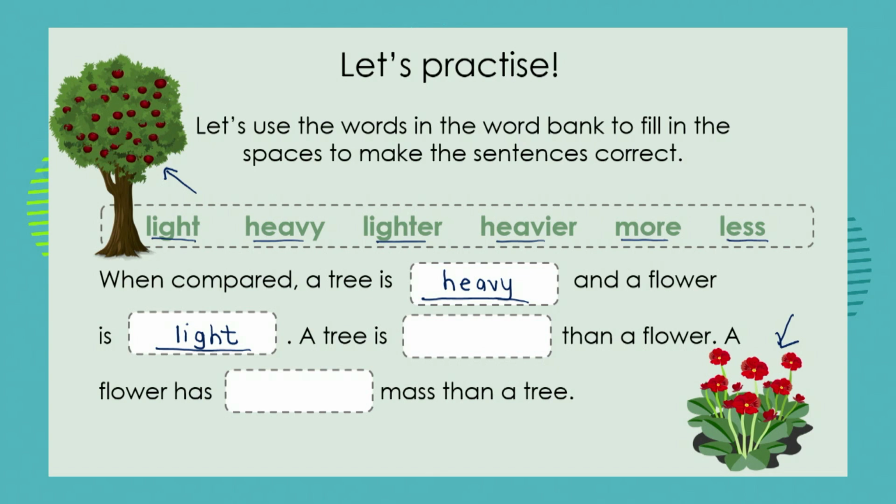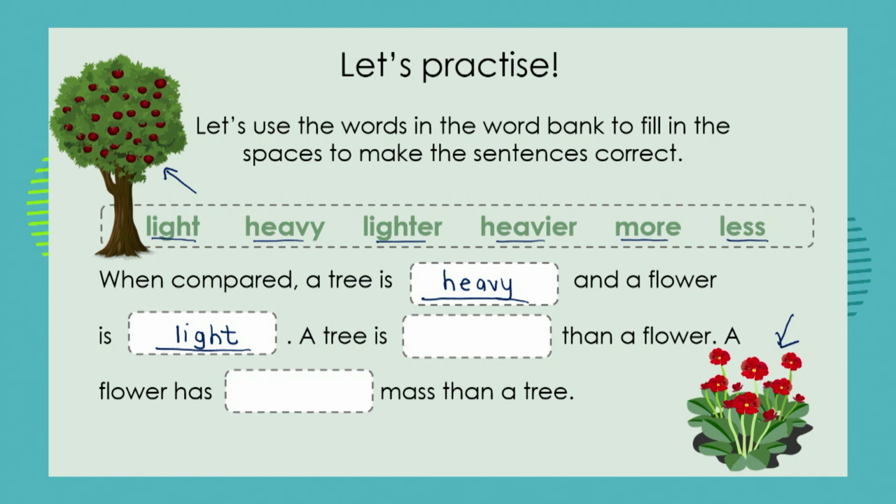So again, grade ones, think of it this way. Is it easy for us to pick up a flower? Yes, it is. So this means that the flower is light. Is it easy for us to pick up a tree? No, it is not easy for us to do that, and I don't think we can. So this means that the tree is heavy and has a large mass.